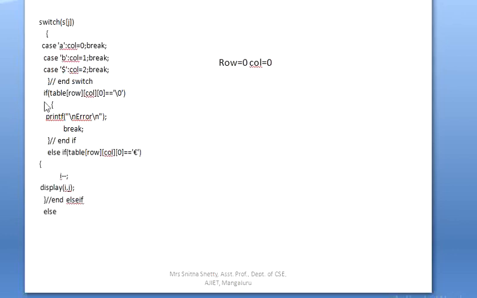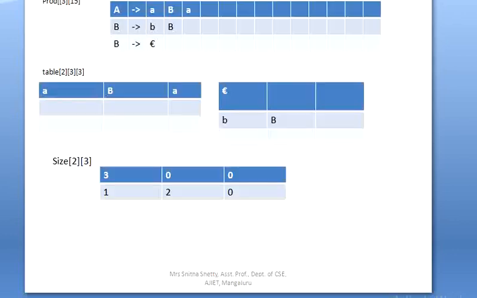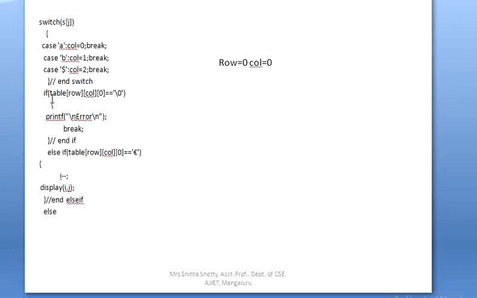But what condition am I checking here? Table 0 0 0 is null. So what is table 0 0 0? This part, whether this is null? No, right? See, this index is 0 0 0 and this is not null. So I am not going to this step. I am not going to this step. So I am not going for this.